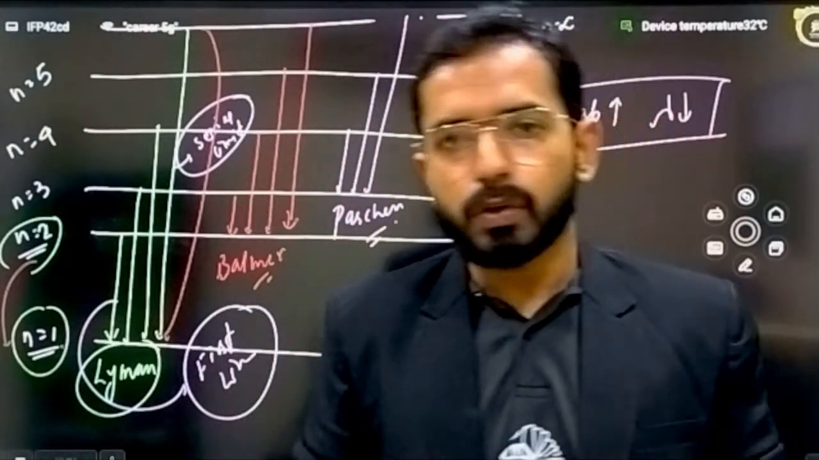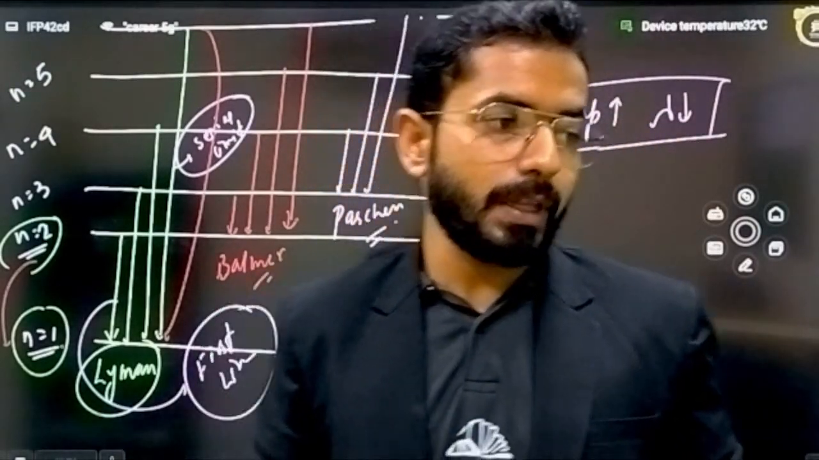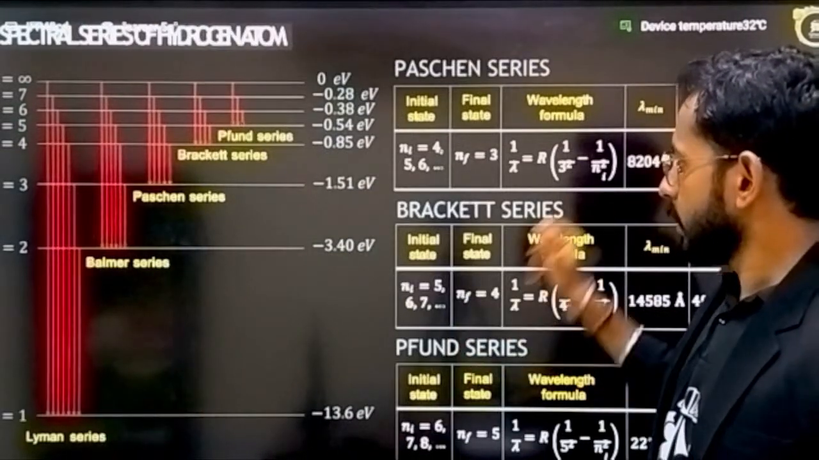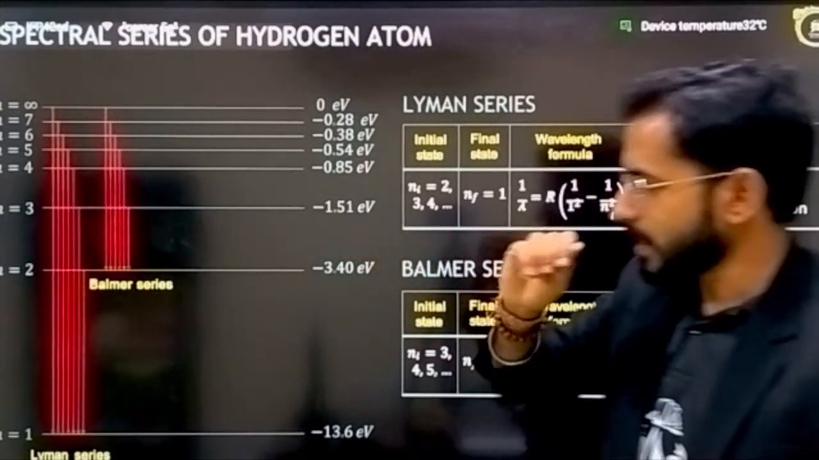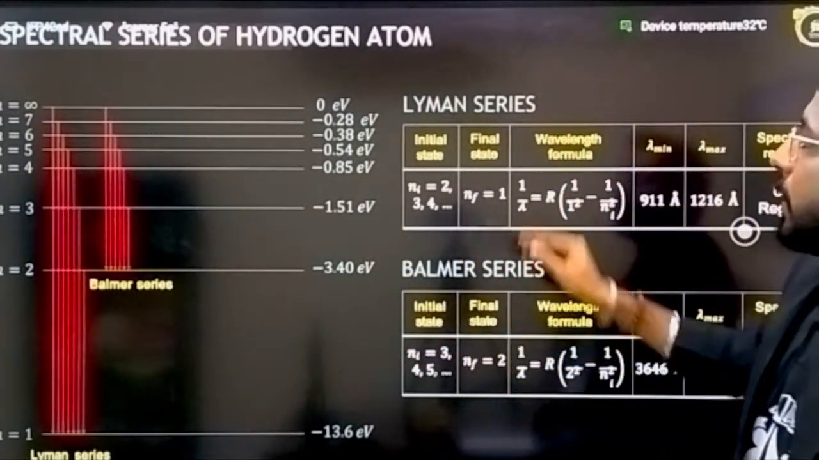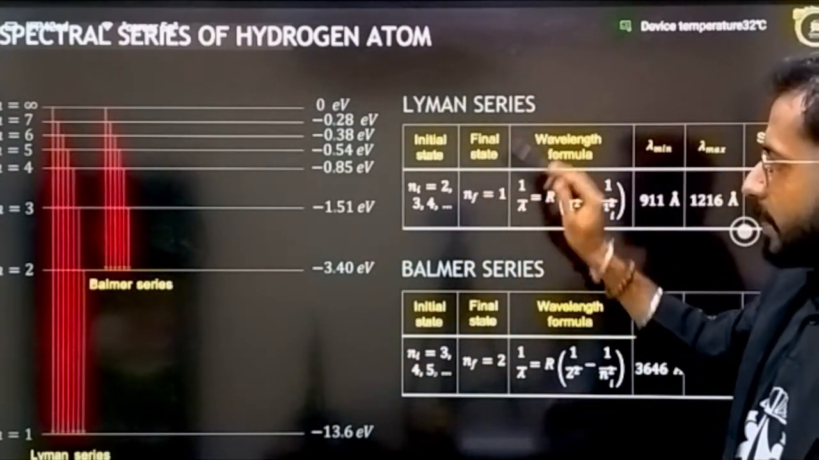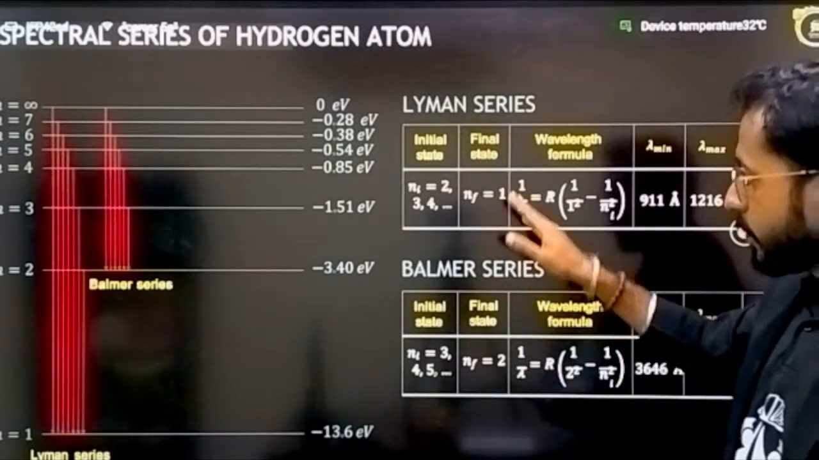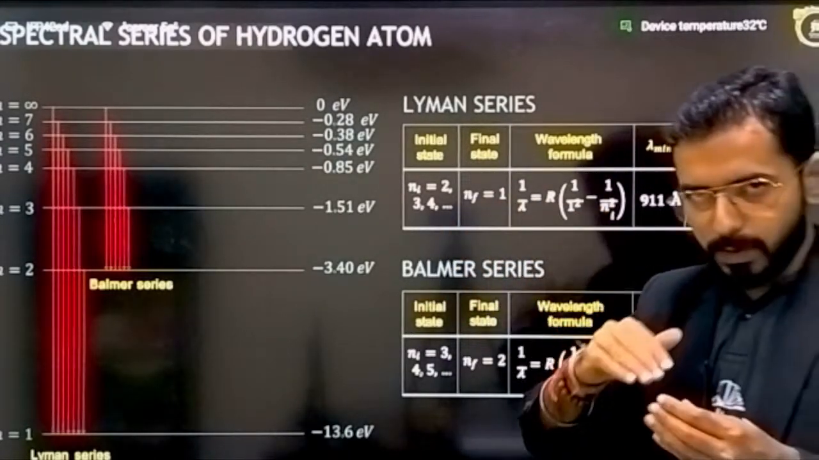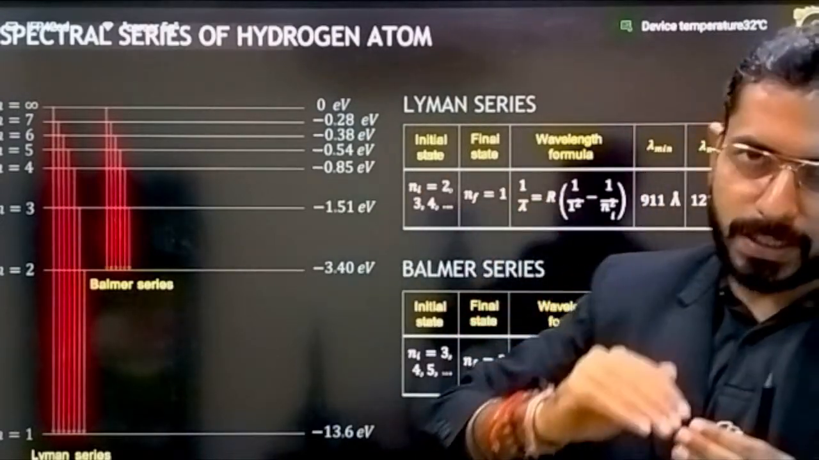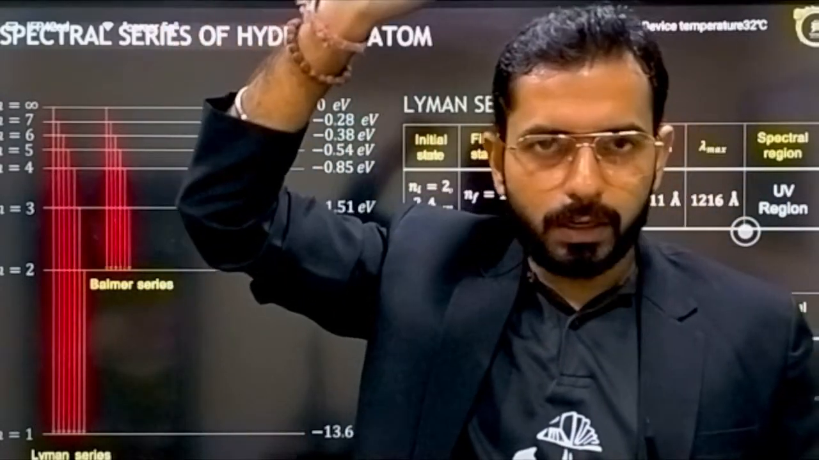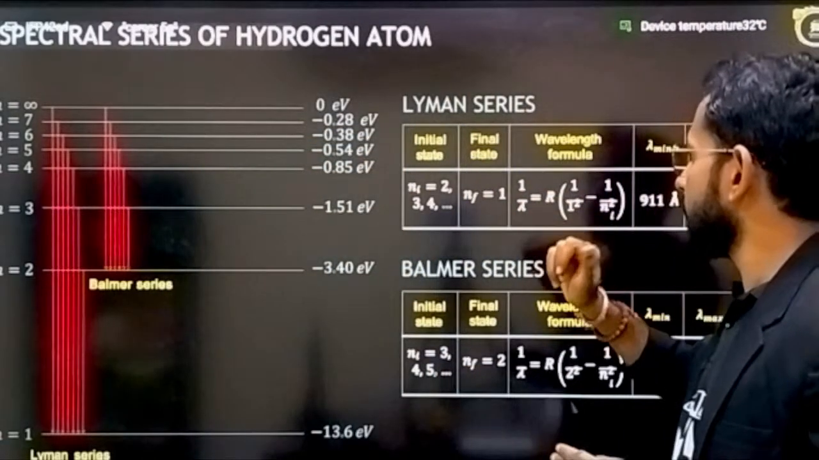So these are the kinds of questions that actually get framed. Now let's understand this here. See, the lines are drawn very perfectly. For the Lyman series, the final state will always be 1. Whatever transitions happen in the Lyman series, it is always reaching 1. It can be from 2, 3, 4, 5 and so on to infinity.